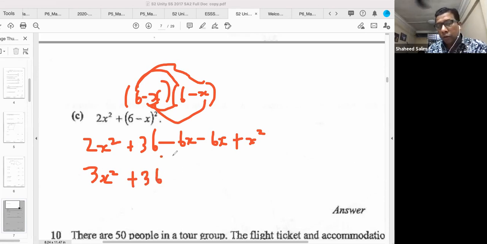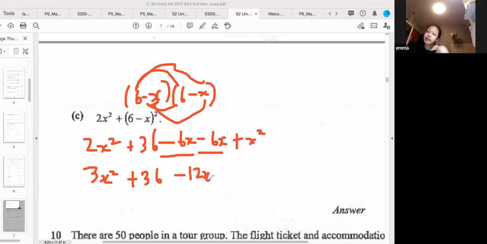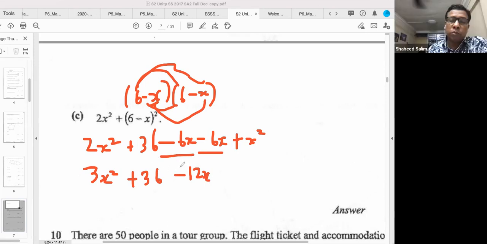Then down here, you must have minus x. This is not times, you know. So this one we normally change position. We write it in this sequence: x squared minus x.